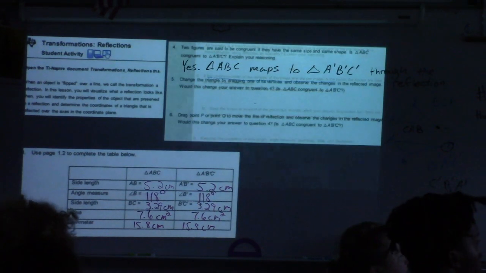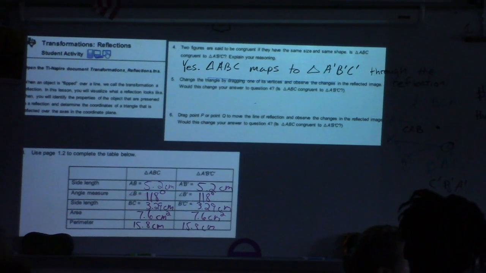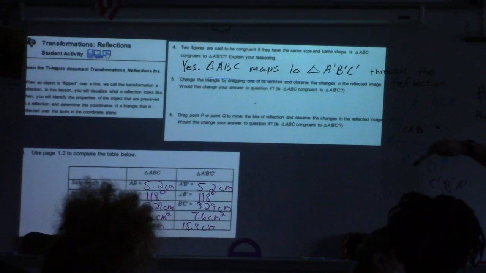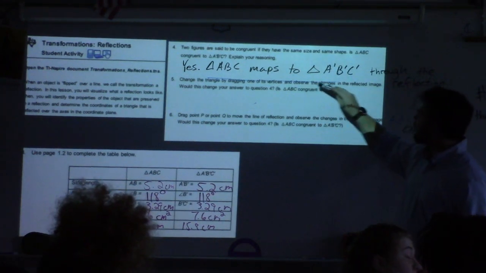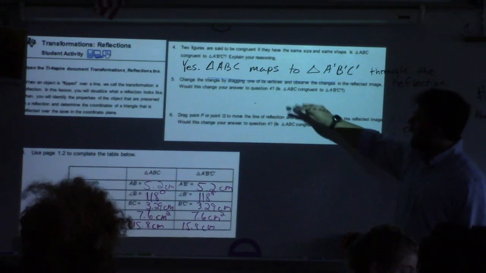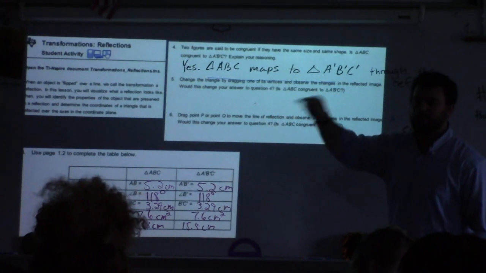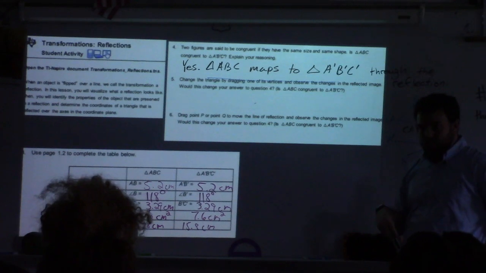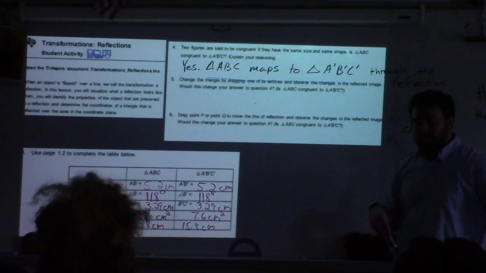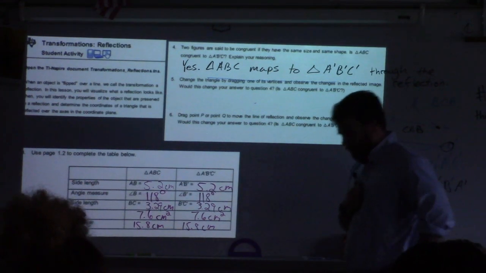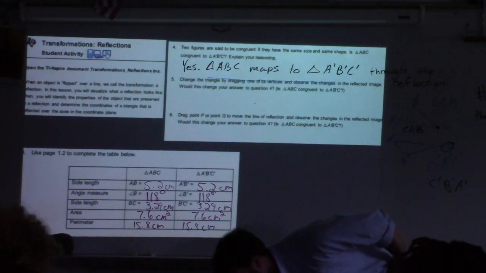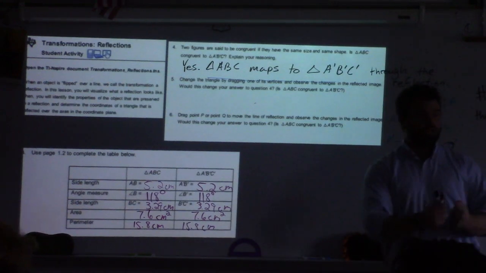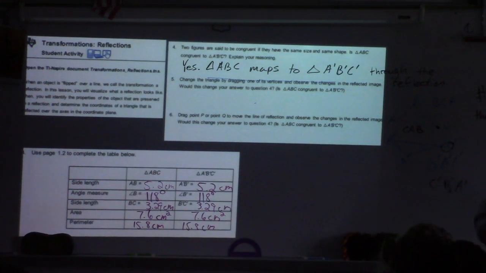So let's talk about, I believe we finished 4. Let's talk about 5 really quickly. When you dragged one of the vertices and observed the changes, did that change whether it was congruent or not? No, because the angles are also congruent. Even when you changed that triangle, it stayed congruent, didn't it?